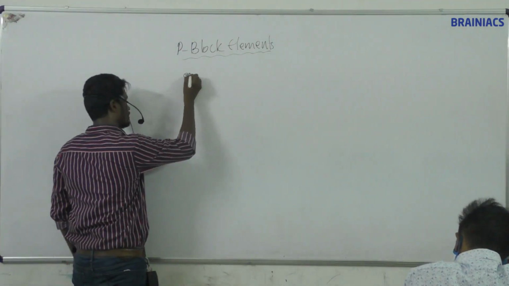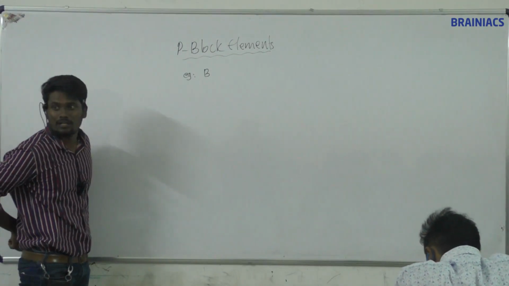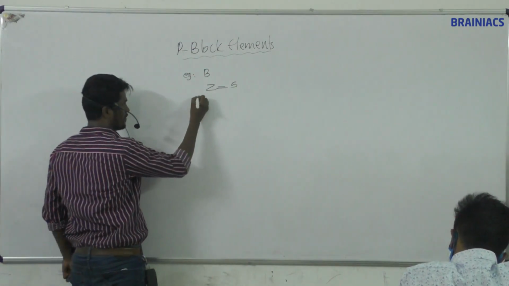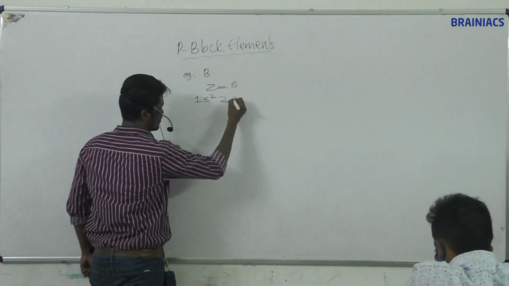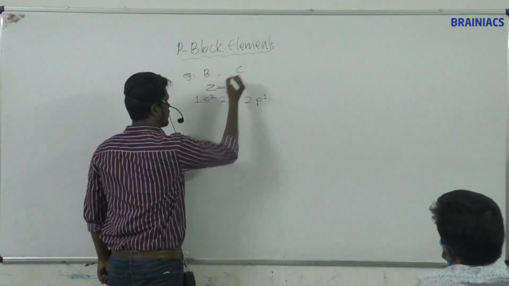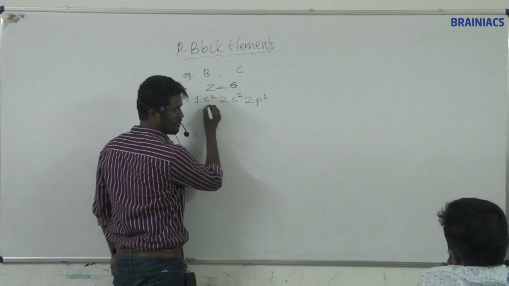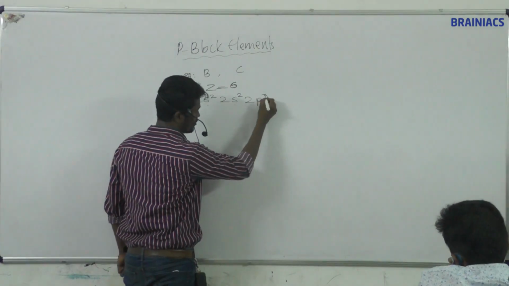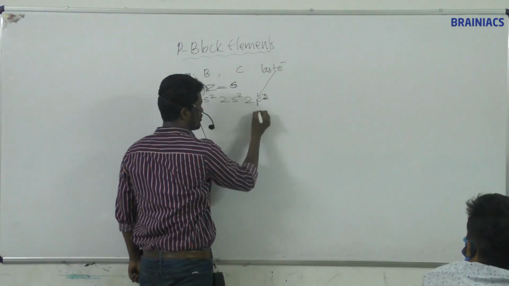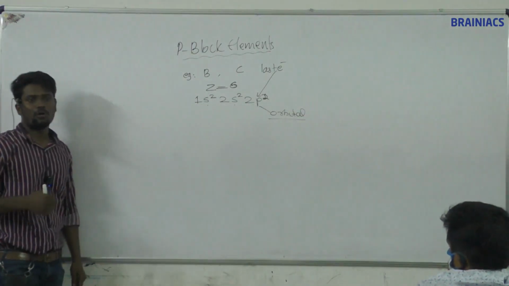Example: boron. The atomic number of boron is 5, Z is equal to 5. So the electronic configuration is 1s2, 2s2, 2p1. Next, carbon. Atomic number is 6, so the electronic configuration is 1s2, 2s2, 2p2. When the last electron enters a p orbital, these elements are called p block elements.